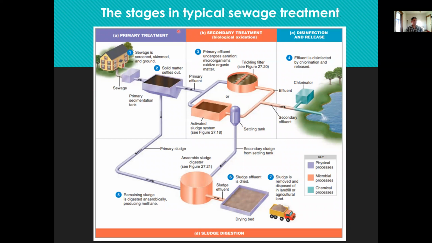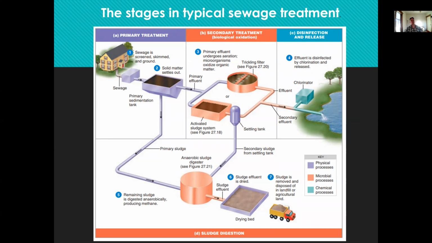So this is that primary treatment that I was talking about, and this is essentially just the typical stages in a sewage treatment plant. Important to note here that microbial activity occurs aerobically in trickling filters or activated sludge or aeration tanks, and anaerobically in the anaerobic sludge digester. Just an overview of this picture.